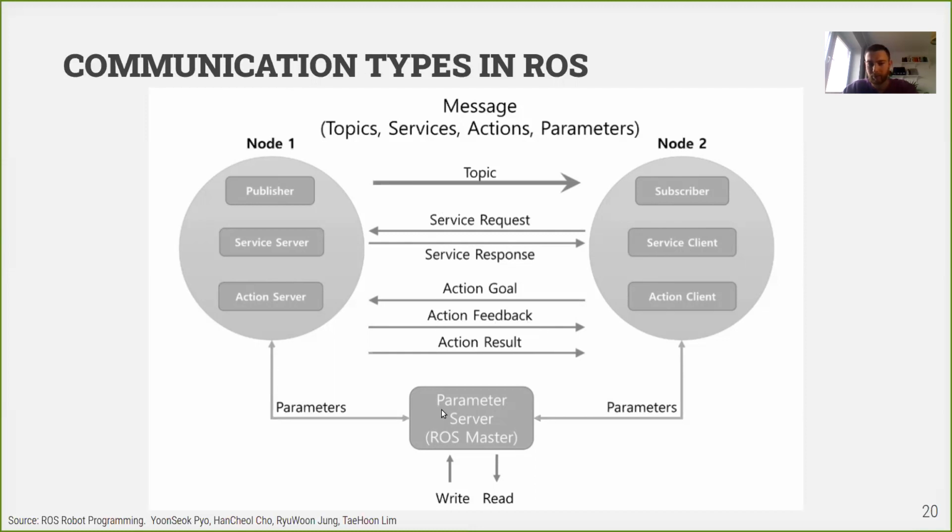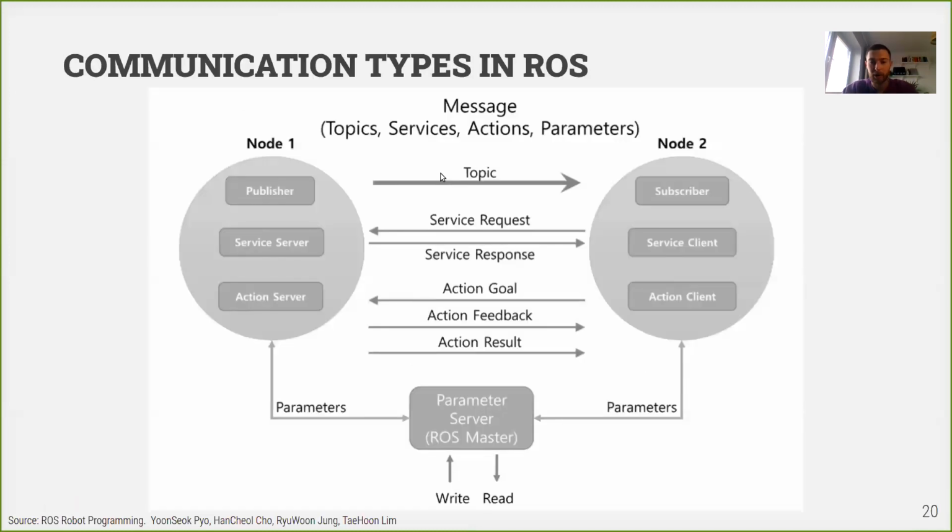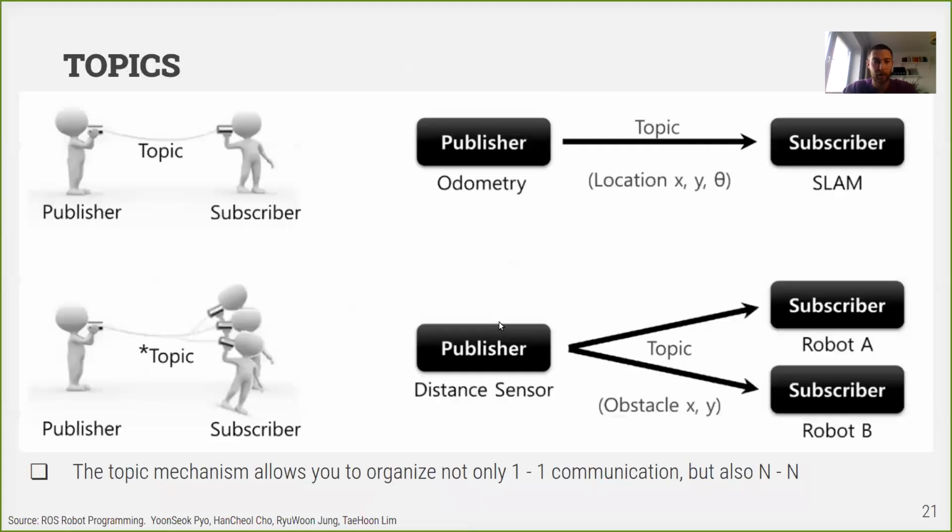And we can consider a fourth type of communication, which is parameters. We discussed the parameter server. So this is just a convenient way to store parameters within ROS, to configure our nodes, configure our system. There is a specific parameter server to which we can put some parameters, from which we can read some parameters, and so on. So let's discuss in a bit more detail these three types of communications.